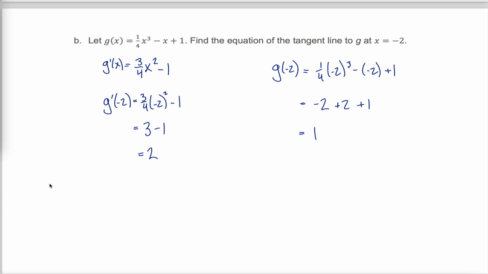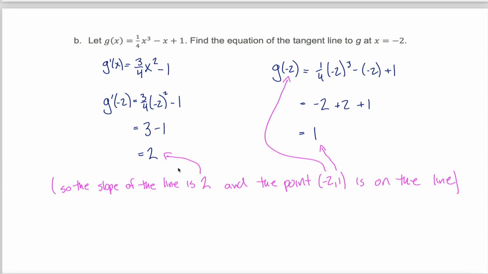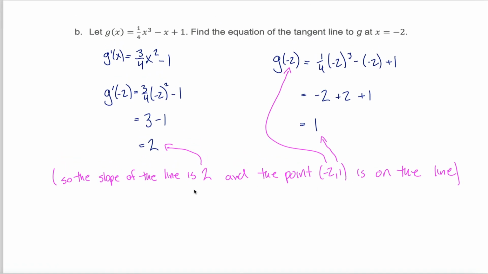You don't have to write this, but maybe parenthetically, we figured out that the slope of the line is 2, and the point negative 2, 1 is on the graph, and therefore also on the line. We got the slope, we got a point, we're good. y minus y1 equals m times x minus x1, the point-slope form of a line. So we got y minus 1 is equal to 2 times x minus negative 2.